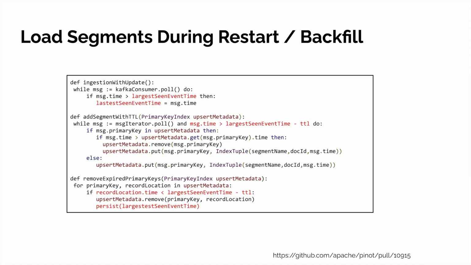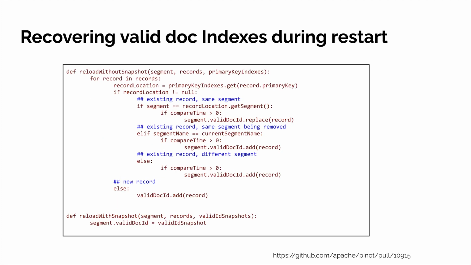These are the code changes that I'm not going to cover in detail, but I want you to know there's a PR that covers this code. These are functions that we support: we remove the expired primary keys, and we know how to add segments with TTL. If a segment is already out of TTL and expired, we should not add its primary keys to the metadata, otherwise it might overload the server. And when we recover the valid doc index, previously we tried to leverage the primary key index to derive it, but now we just get it from the snapshot.